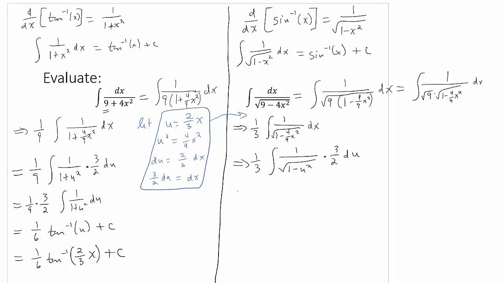I'll bring that 3/2 out in front of the radical. So I'd have 1/3 times 3/2 integral 1 over the square root of 1 minus u squared du. 1/3 times 3/2 is 1/2. And we no longer have an integral. We can find the antiderivative here. That would be arcsine u plus our constant, and substitute back.